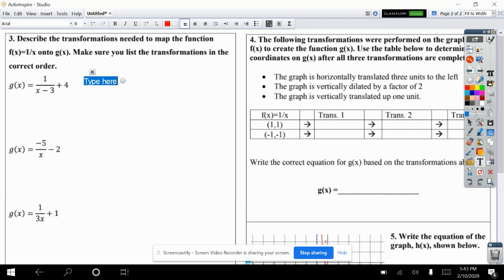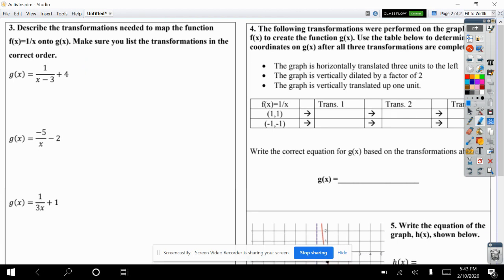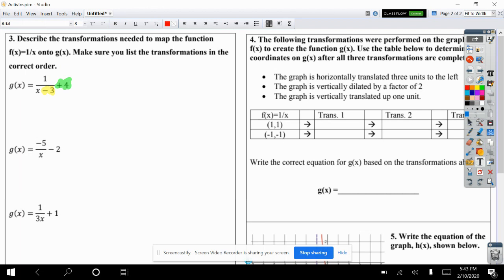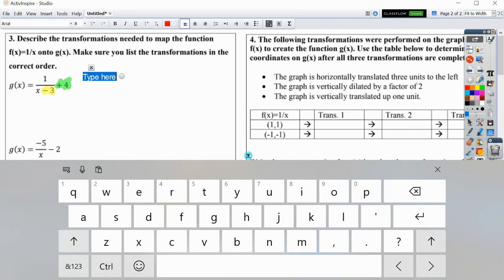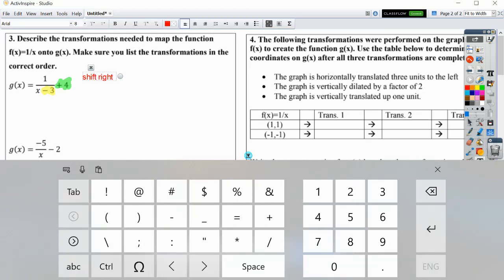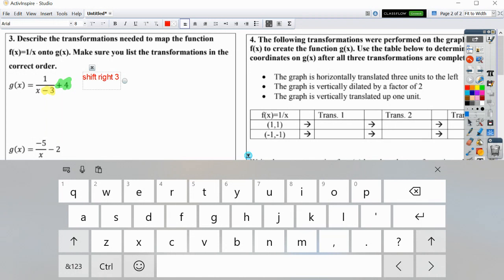Now, I see 2 transformations. I see the -3 and I see the +4. The -3 with the x is definitely a horizontal transformation because it's with the x, and then the +4 on the side is a vertical shift. Since I have one horizontal shift and one vertical shift, it doesn't matter what order I put them in. I'm going to put horizontal first just to be consistent. The -3 is telling me to shift right 3. And then +4 is telling me to shift up 4.